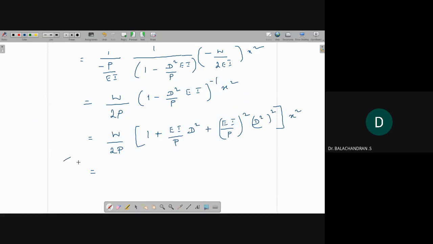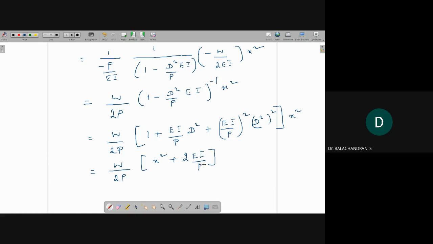Okay, now so w by 2p into, okay, we got this. After the expansion, we'll get this one. So w by 2p into multiply 1 into x square. Actually, I don't need this term. This is d power 4 of x square is 0. So d square of x square is 2. So 2 times EI by p.